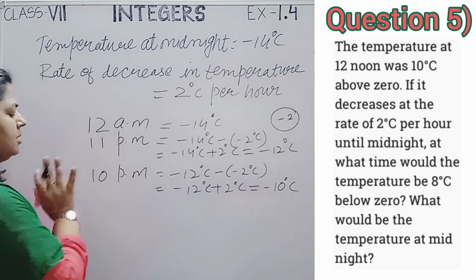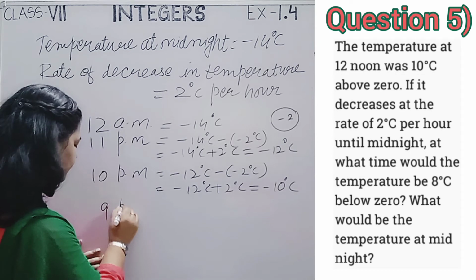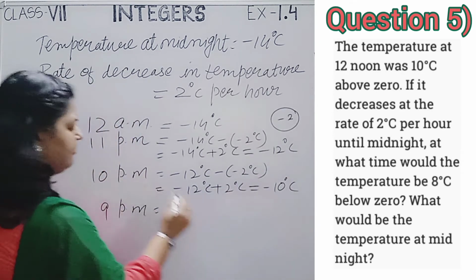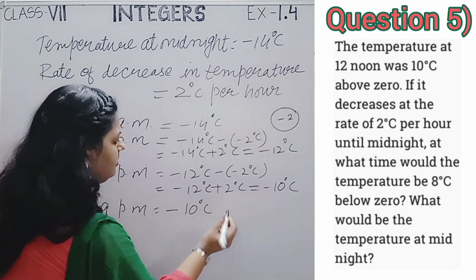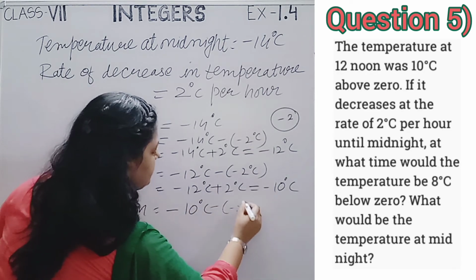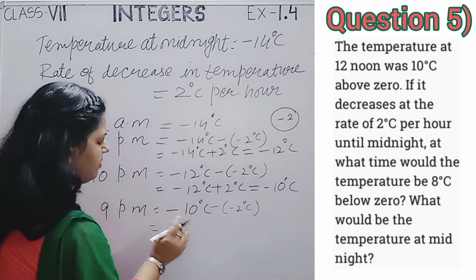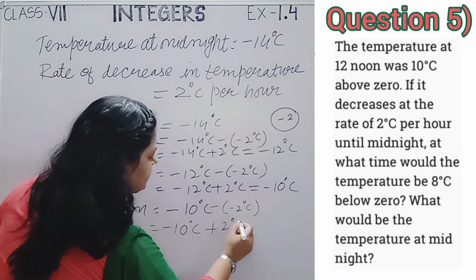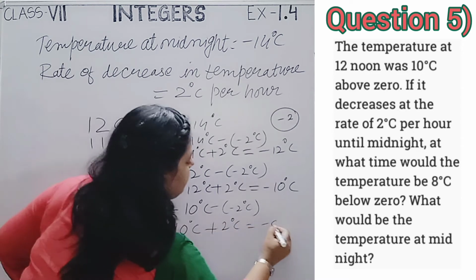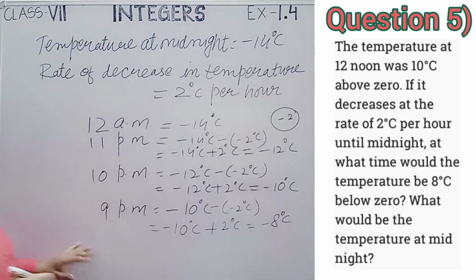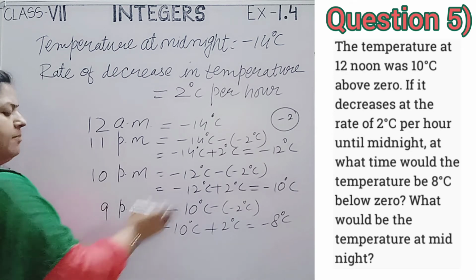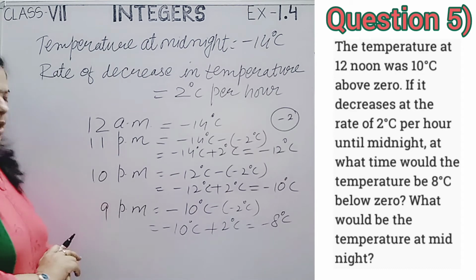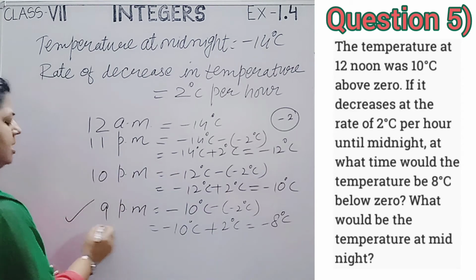So coming back to 9 p.m. See the temperature here. At 10 we have minus 10 degree Celsius and again minus 2 degree Celsius. So minus 10 degree Celsius minus plus 2 degree Celsius, we have minus 8 degree Celsius. So we can see that at 9 p.m. minus 8 degree Celsius will be the temperature. So 9 p.m. is our answer.